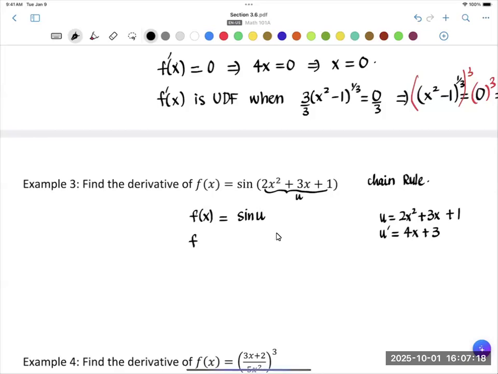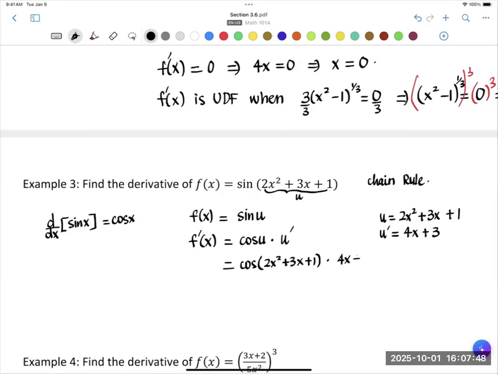So f prime of x is going to be, we know the derivative of sine x is cosine x. So the derivative of sine u is cosine u, but because it's a chain rule, we're going to have to multiply by u prime. And that will give you cosine. Now we're going to replace u by 2x squared plus 3x plus 1, and multiply by u prime, which is 4x plus 3.